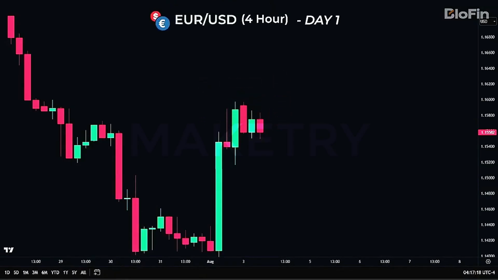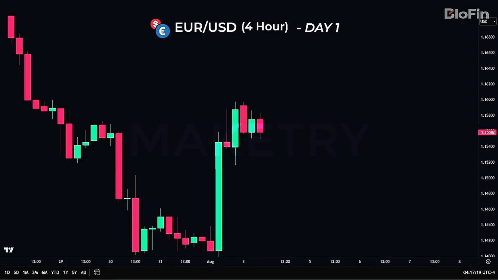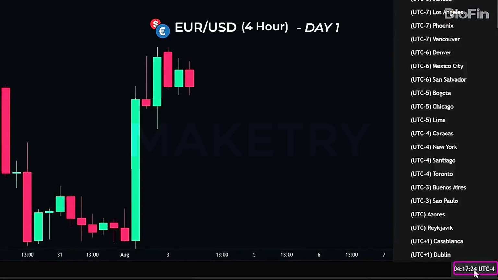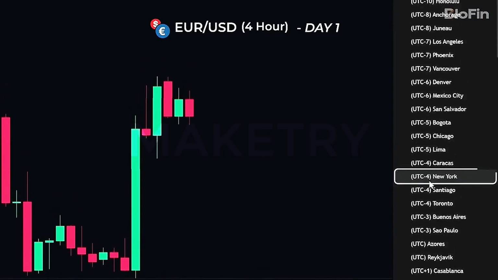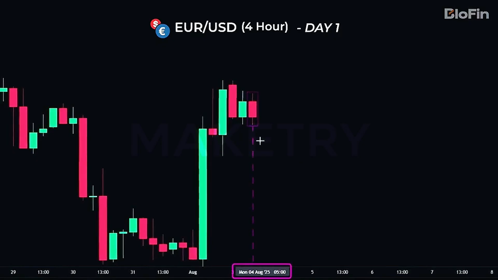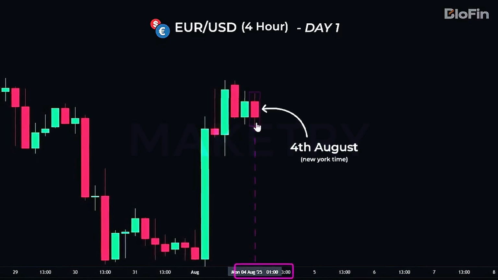Here, I'm on the Euro-USD 4-hour chart. To apply the 4-hour range in Forex, it's the exact same process. Go to the time zone setting at the bottom right of the chart and select New York time. Then, find the first 4-hour candle that formed on the current date. Since it's August 4th, the first 4-hour candle that formed is this one.